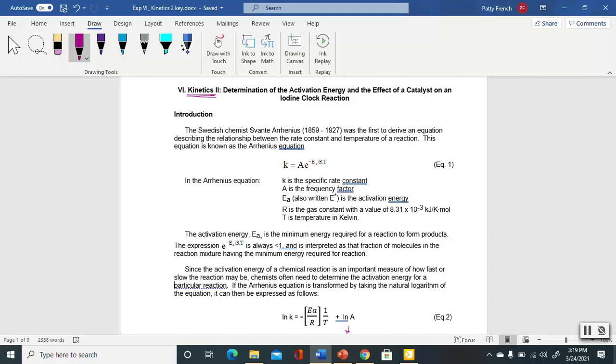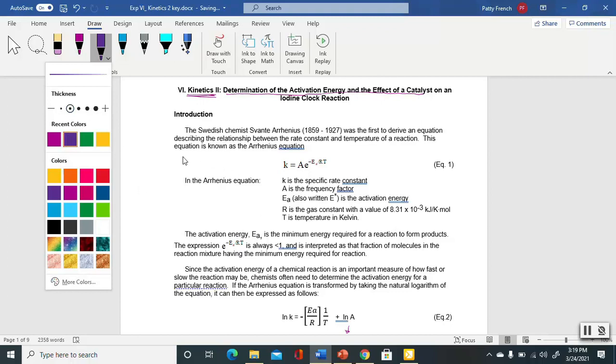This is the second week. We're going to be working with the exact same reaction we did last week, in the same way, using the clock. So this week we're going to be determining the activation energy and the effect of a catalyst on an iodine clock reaction. So that's what we're going to be doing.